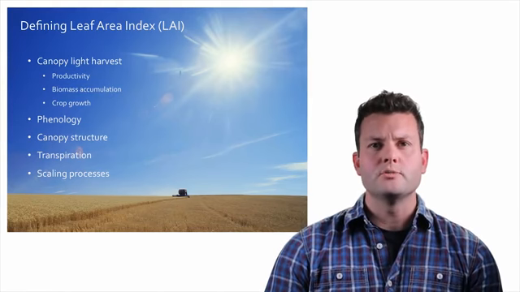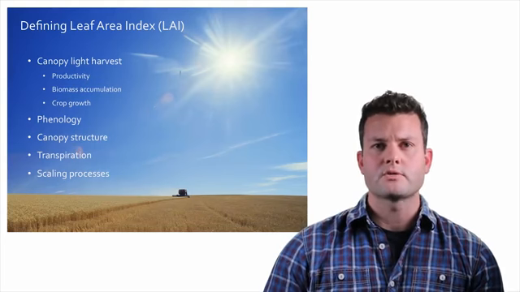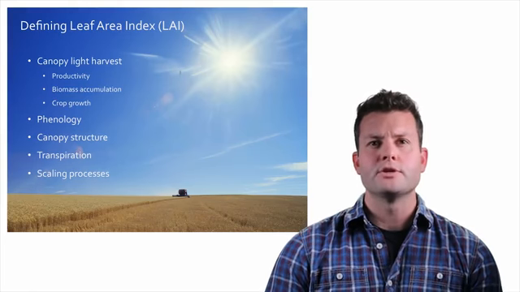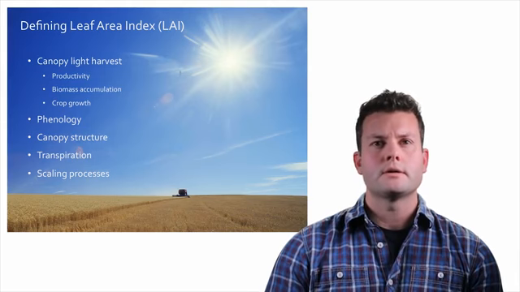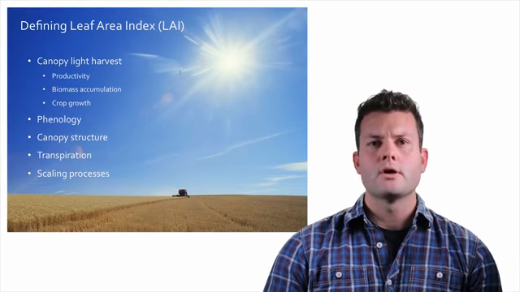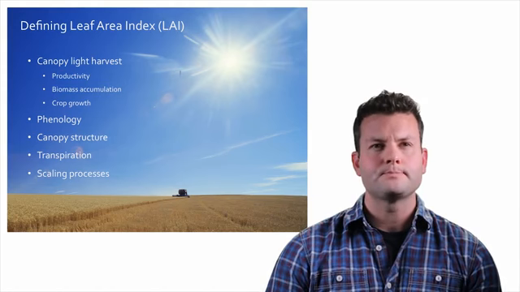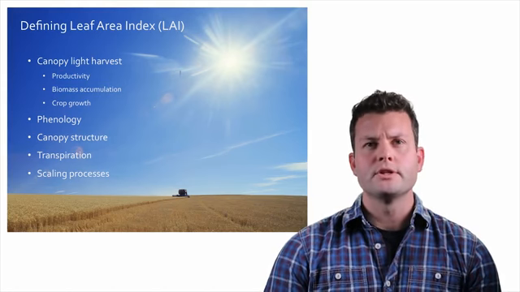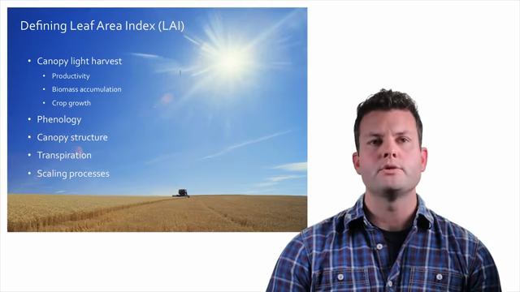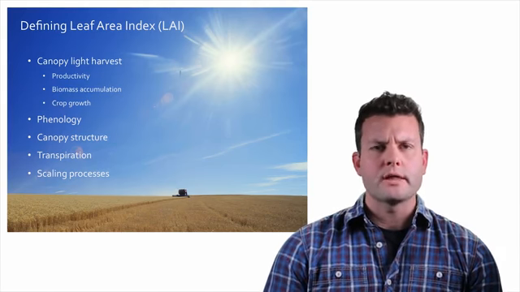Leaf area index can also be used as an indicator of phenology, where phenology is simply describing the life cycle events of plants. For example, we have deciduous forests where every year leaves flush, they grow, they expand, they mature, and finally they senesce. And all of that can be described simply by tracking leaf area index through time. LAI is also commonly used as a measure of canopy structure, or a way to differentiate the structure of one canopy from another. So these last two are related, transpiration and scaling processes.